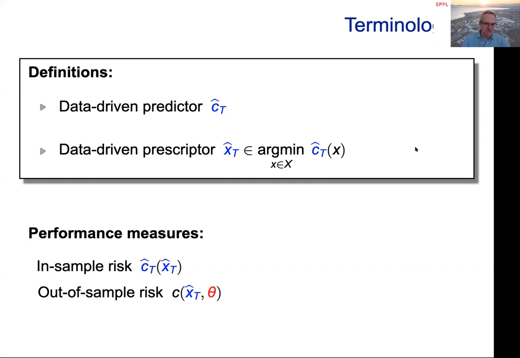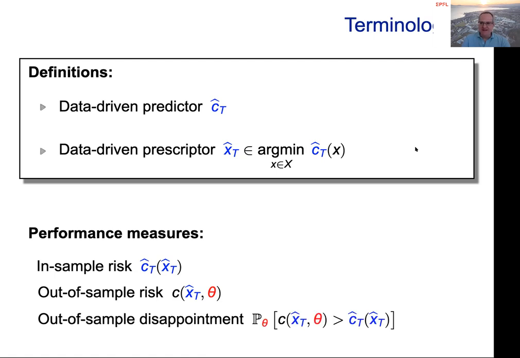At this point, you should note that any prescriptor X hat T may be induced by many different data-driven predictors C hat T. And therefore our definition of the in-sample risk depends on the particular choice of C hat T. In particular, C hat T could just be shifted by a constant without affecting the optimizer X hat T, right? So minimizing the in-sample risk instead of the out-of-sample risk is quite nonsensical unless we restrict the choice of C hat T.